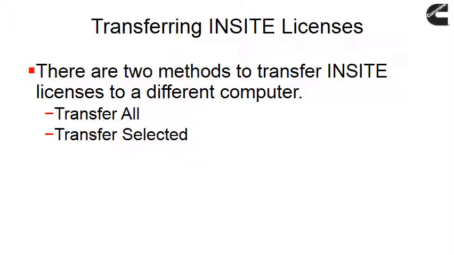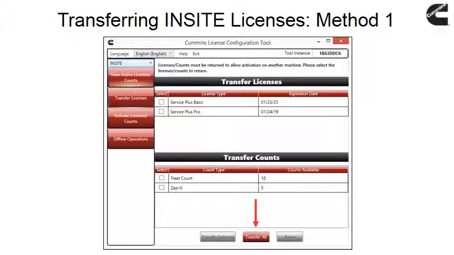There are two methods to transfer INSITE licenses to a different computer. The first method is Transfer All, and the second method is Transfer Selected. To transfer all licenses, choose the Transfer All button, and the License Configuration Tool will transfer all the licenses on the machine to the server.